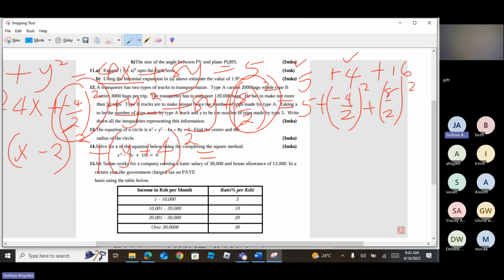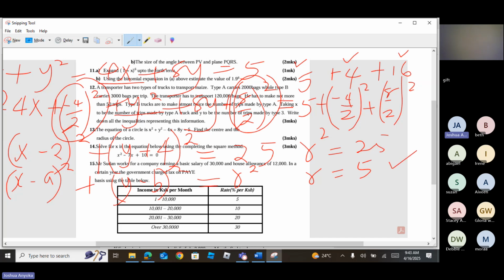5 plus 4, 9, 9 plus 16, 25. This one gives us 25. And then we find the general form of the equation of a circle. It is x minus a squared plus y minus b squared equals radius squared. So r squared is equal to 25, so r is equal to 5. So the radius is 5.